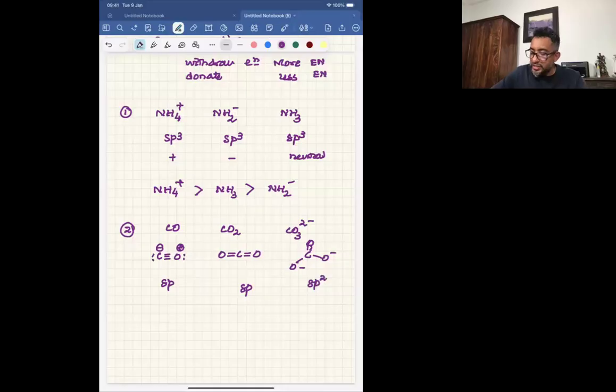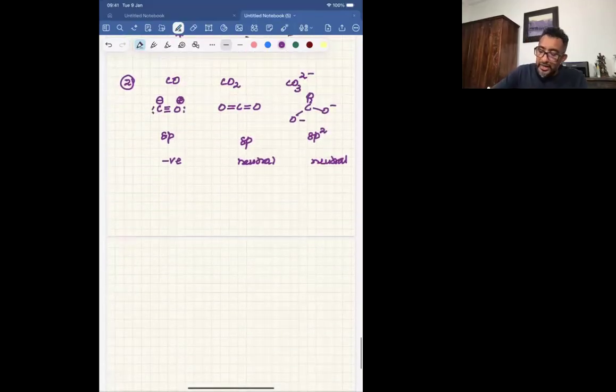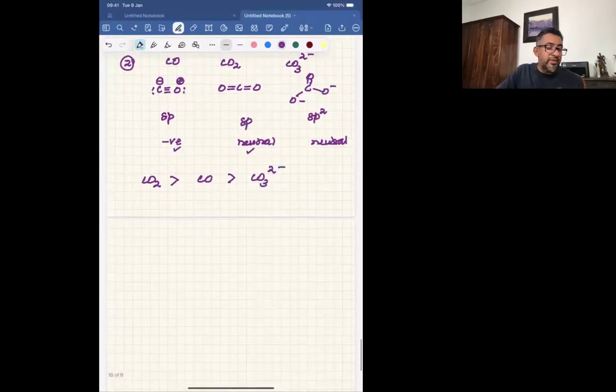Sp hybridized carbon gets what kind of a charge? Negative charge, neutral. And this is also neutral. So let us see how the electronegativity works. CO2 is more electronegative, right? Why? Because it doesn't have a negative charge. So carbon dioxide is the most electronegative. Then comes carbon monoxide. Then comes carbonate ion, CO3 2 minus. So that's how the electronegativity varies.